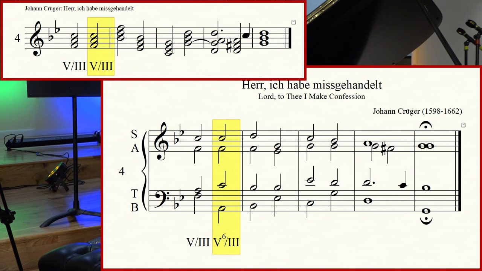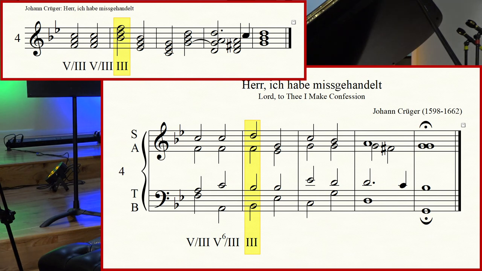Therefore, we notate it with an Arabic numeral 6, which stands for first inversion. All right, very good. Let's go on to the next chord. And now, finally, you see the chord of B flat. B flat, D, F is the chord in root position, and that is definitely the chord of the 3 in G minor. Okay? So that's easy.